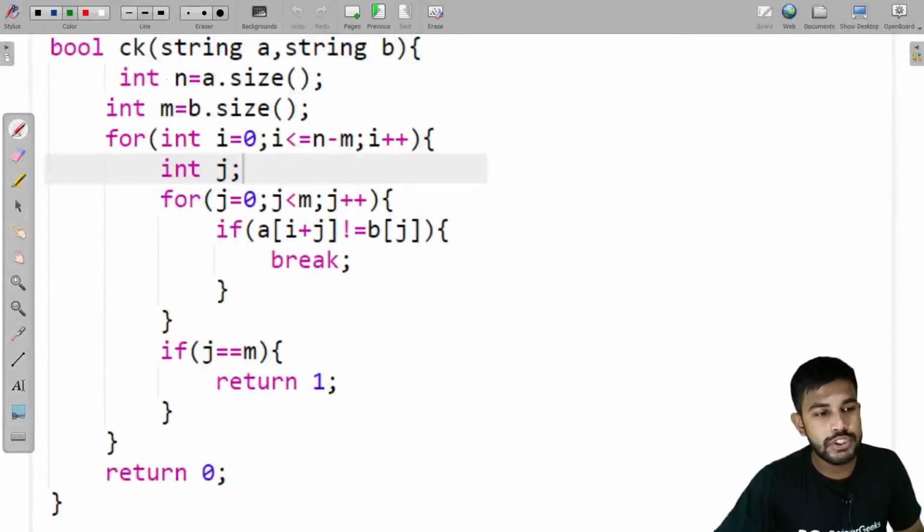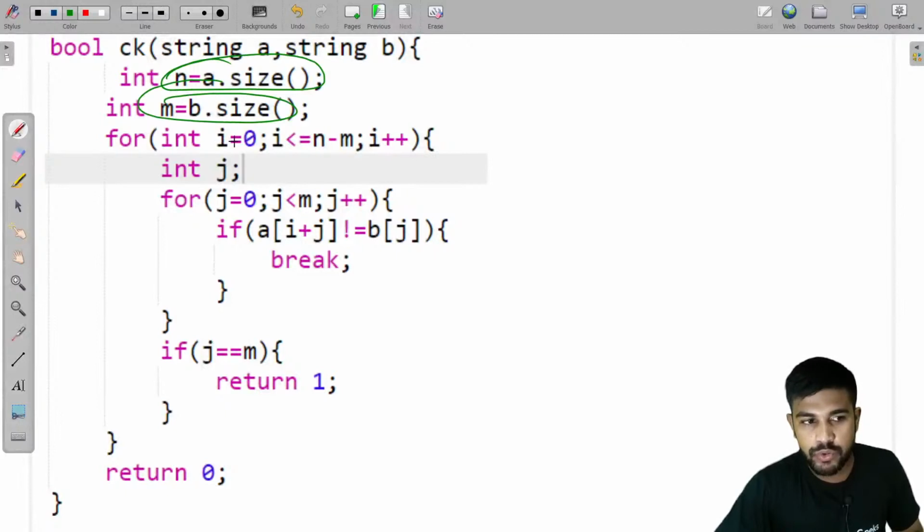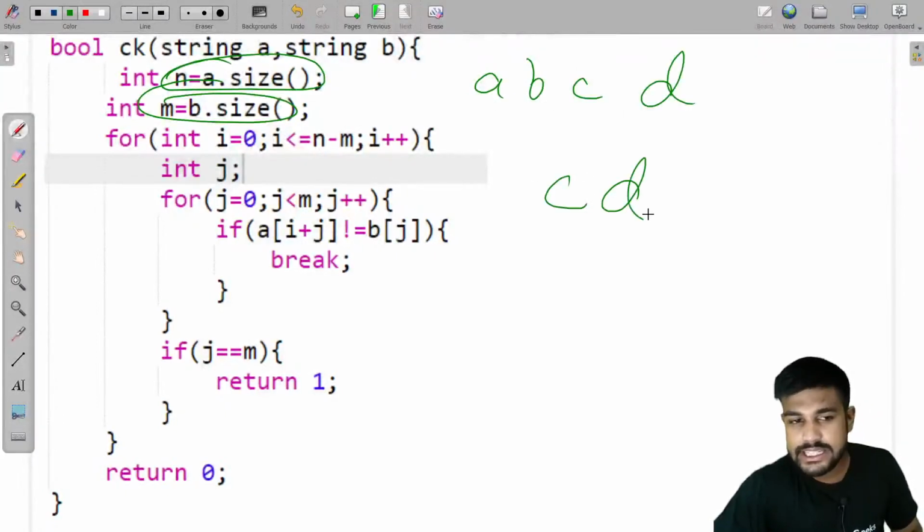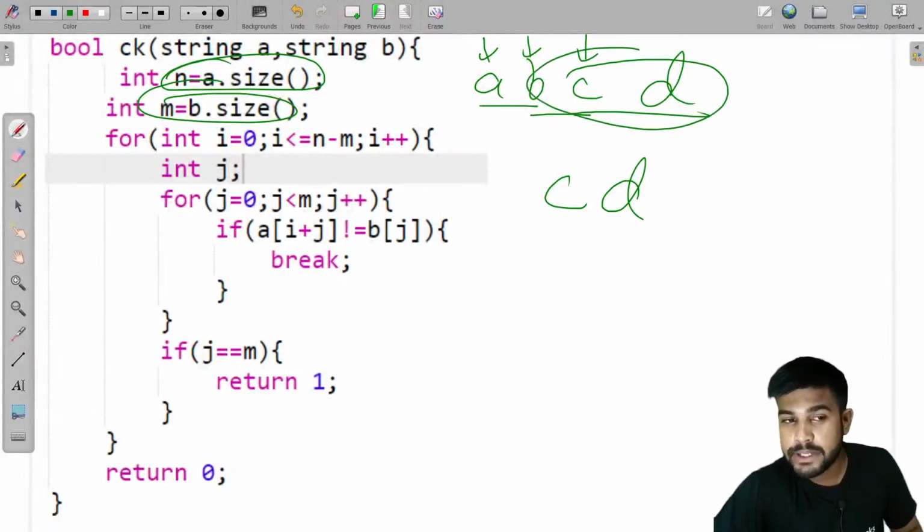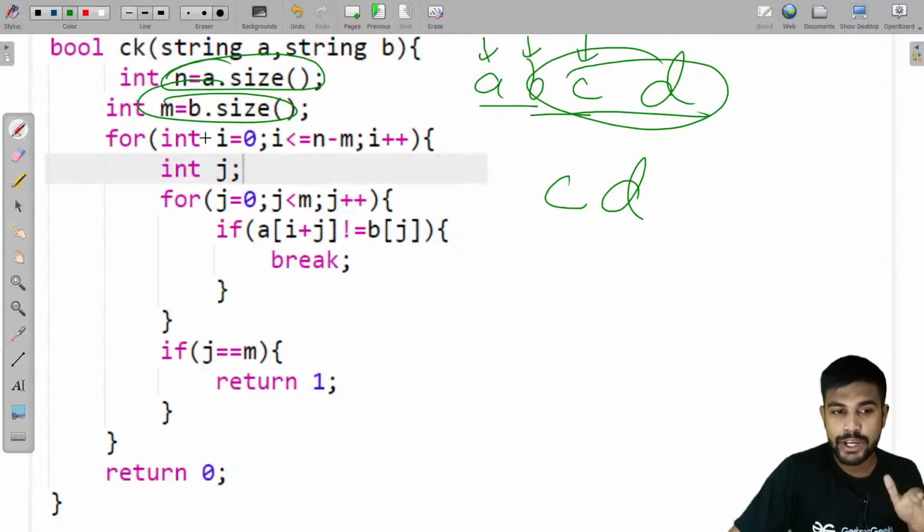Now about the check function, we are using A dot size and B dot size. Suppose this is A, B, C, D, and we are trying to search CD. Okay, so we would stand at this position and search if CD is present. We would stand at this position and search if CD is present. We would stand at this position and search if CD is present, and it would be present at this point. So that is what we are trying to do.